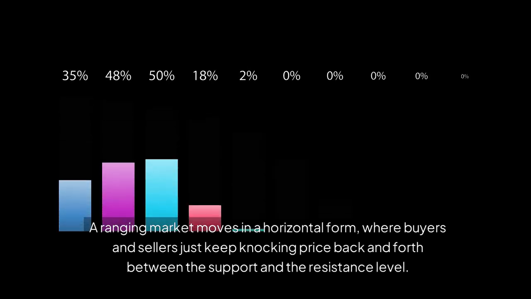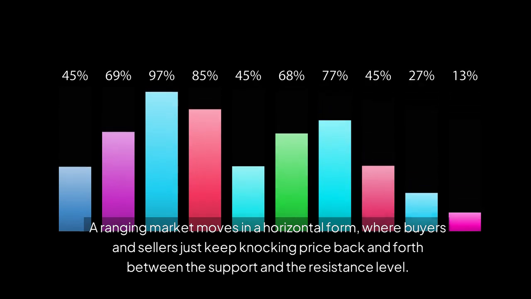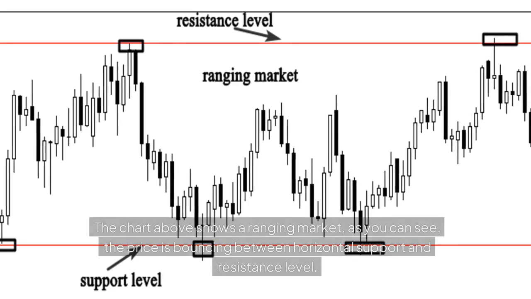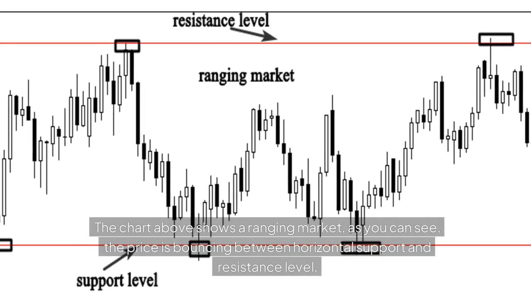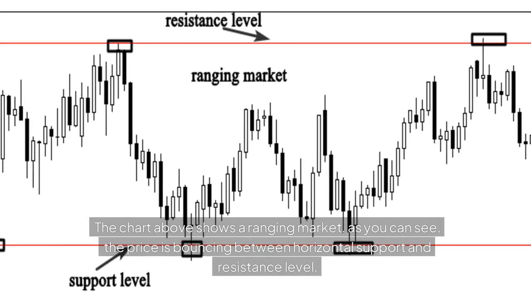A ranging market moves in a horizontal form, where buyers and sellers just keep knocking price back and forth between the support and the resistance level. See the example below. The chart above shows a ranging market. As you can see, the price is bouncing between horizontal support and resistance levels.